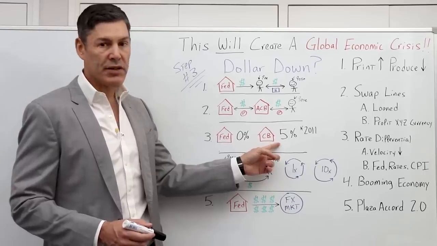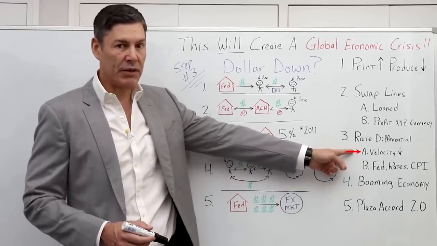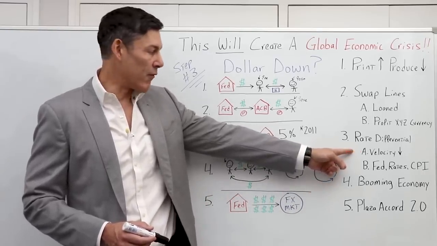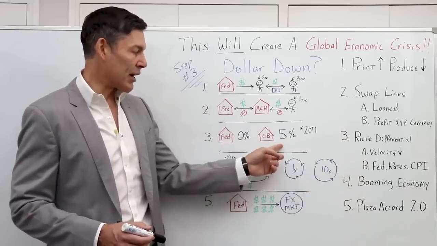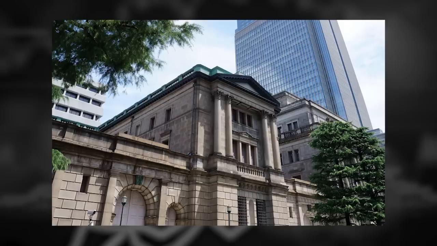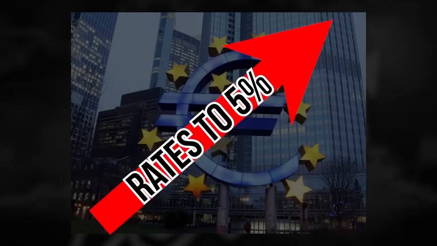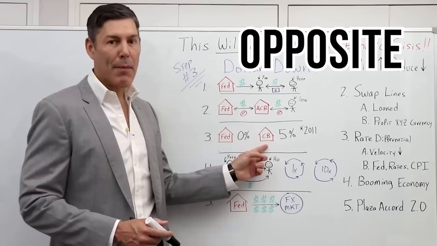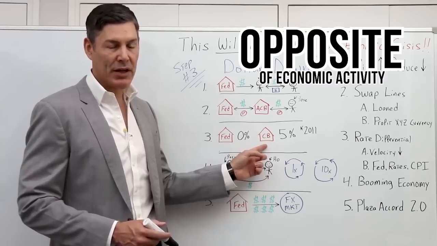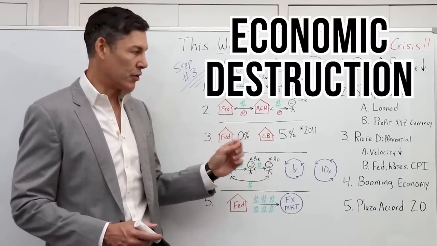But here you can already see the problem. One of our main issues is economic activity globally and velocity. Therefore, what's going to happen to economic activity outside the United States if the Bank of Japan bumps rates to 5%, or the ECB does the same thing? You're going to have the opposite of economic activity. You're going to have economic destruction to a massive degree.